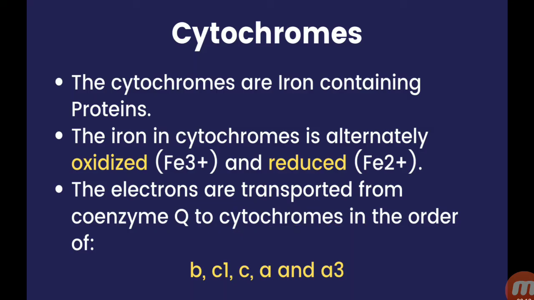Now the last one is cytochromes. The cytochromes are conjugated proteins containing a heme group. The iron of heme in cytochromes is alternately oxidized and reduced, that is, to Fe3 plus and Fe2 plus form, which is essential for the transport of electrons in the ETC. The electrons are transferred from coenzyme Q to cytochromes in the order of B, C1, C, A, and A3. The property of reversible oxidation reduction of heme iron present in the cytochromes allows them to function as effective carriers of electrons in the ETC.